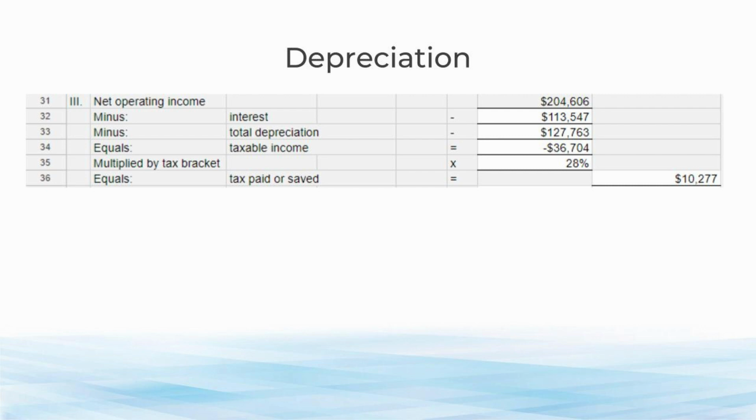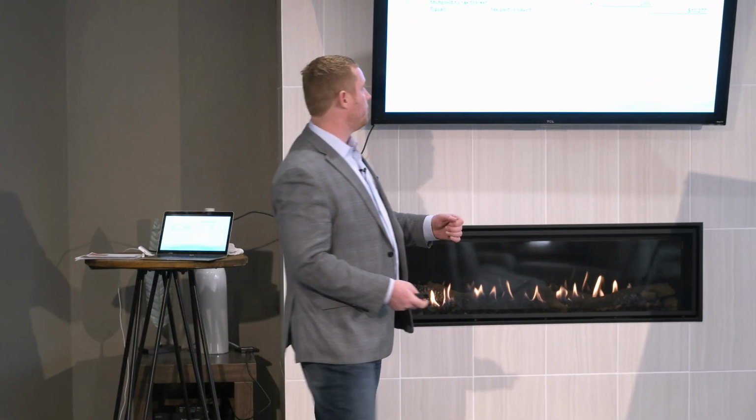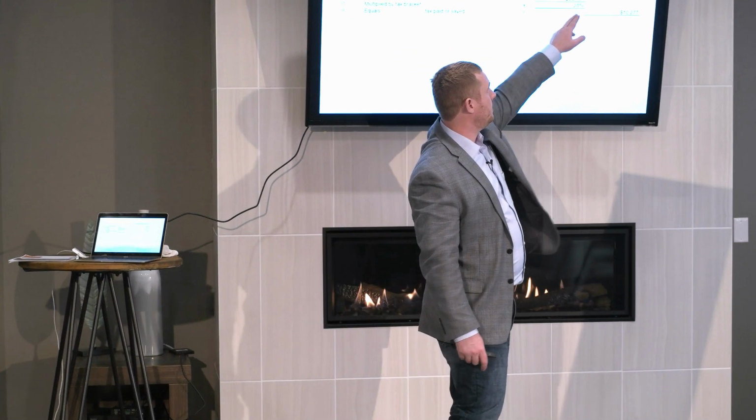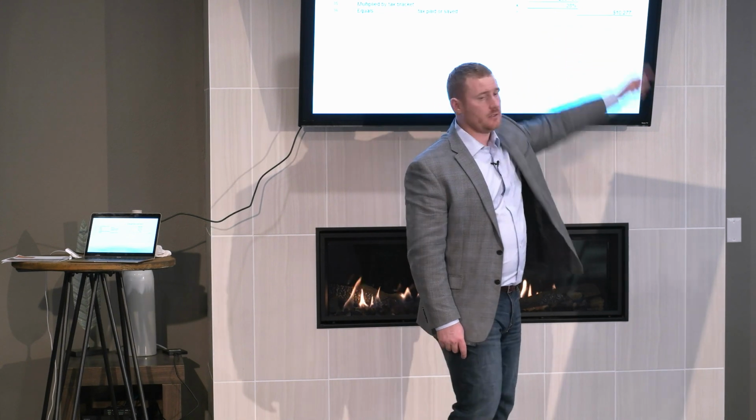Then we get to deduct our depreciation, $127,000, which leaves us with a taxable income of negative $36,000. Okay? If it's a negative number, that means we have two options. One, we pay zero in taxes, or two, if we are a real estate professional, we can put our tax bracket in, and if it's a negative number, it's actually $10,000 tax saved.